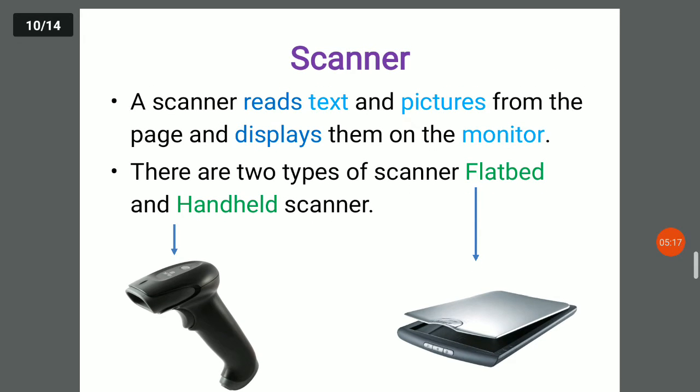Scanner. A scanner reads text and pictures from the page and displays them on the monitor. This is the working of scanner. There are two types of scanner, flatbed and handheld. You can see on the right side there is a flatbed scanner and on the left side it is a handheld scanner. Fine.